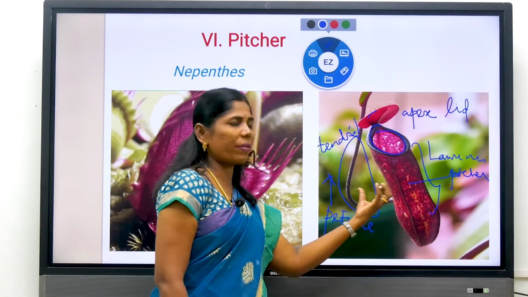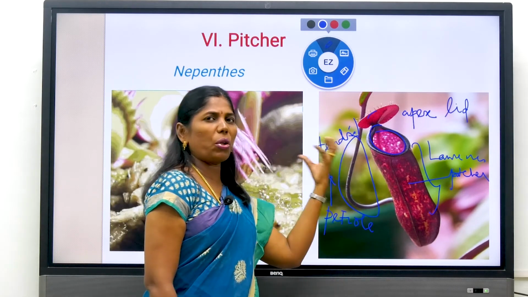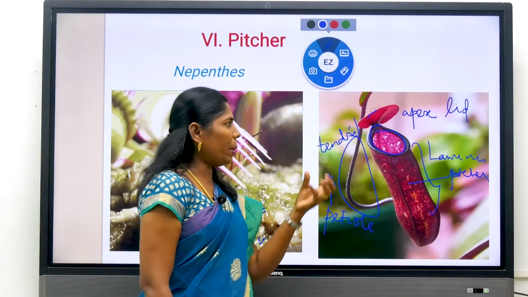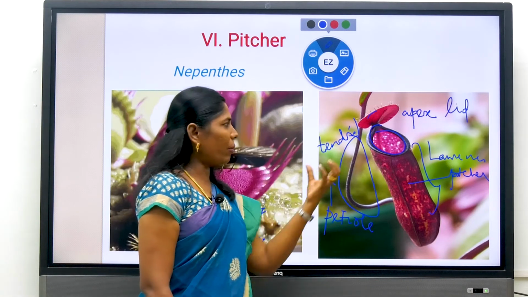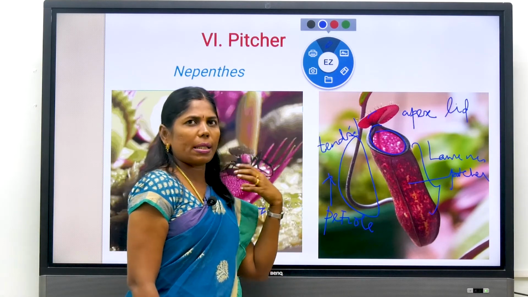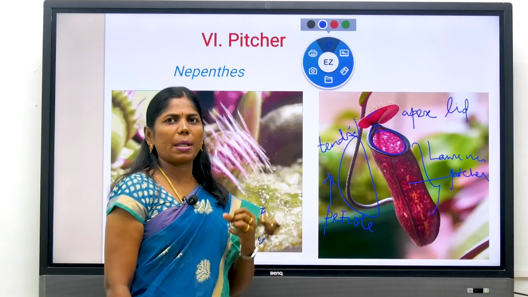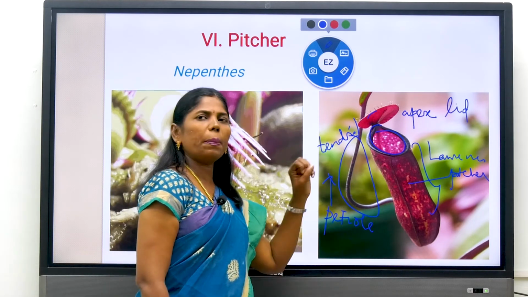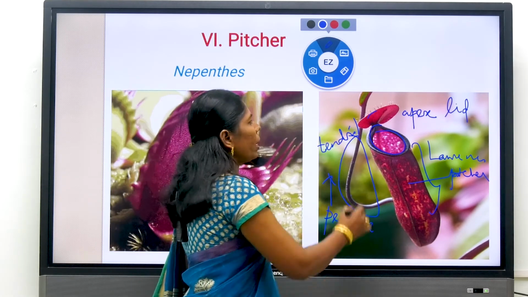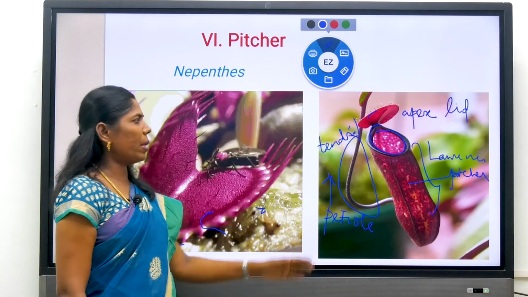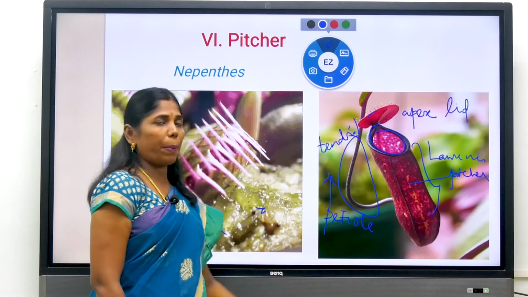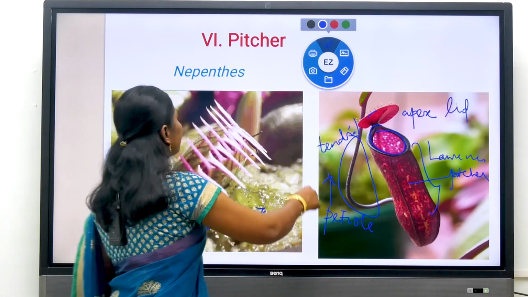So what is the main function of Nepenthes? They want to get nutrition. What nutrition? Proteins. They cannot get it from the soil, so they have to capture the insects and kill them with the help of the fluid that is there. Then they suck the proteins from the insects with the help of the enzyme protease. So here the modifications are: the petioles are modified into a tendril, the lamina into a pitcher, and the leaf apex into a lid-like structure.